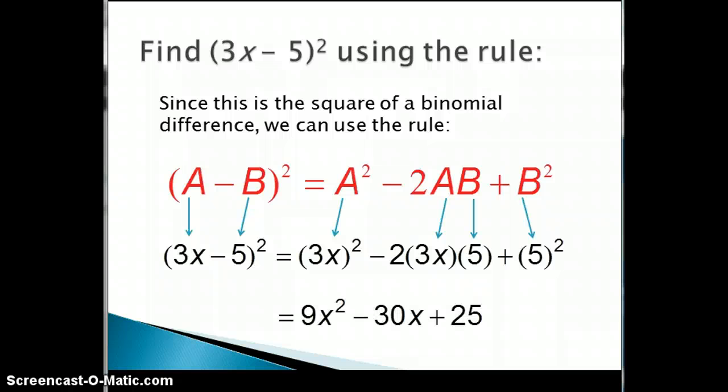Now we simplify, so we square the 3x, and remember that means you have to square the 3 and the x. So we get 9 for the 3 squared and x squared for the x squared. Then we have minus 2 times 3x times 5. We have to multiply those three coefficients together, so 2 times 3 times 5 gives us 30. And then we have the x there. And then our last term is the 5 squared, which of course is 25.